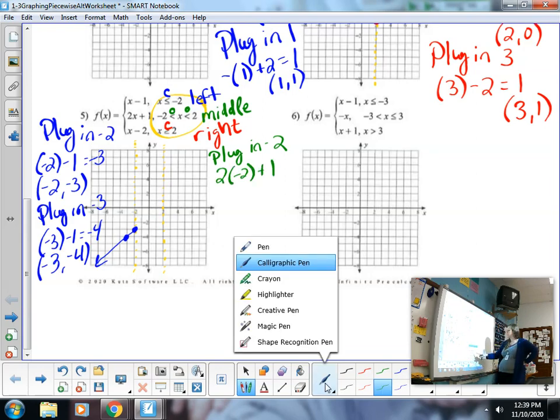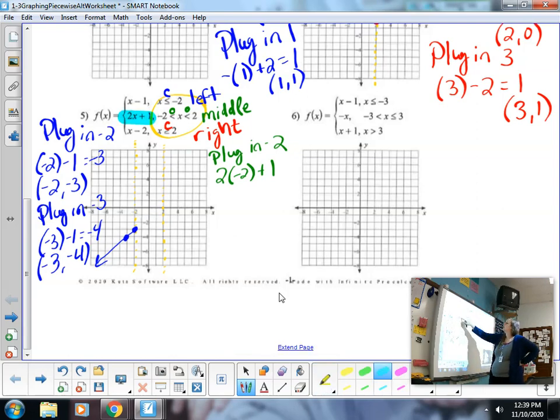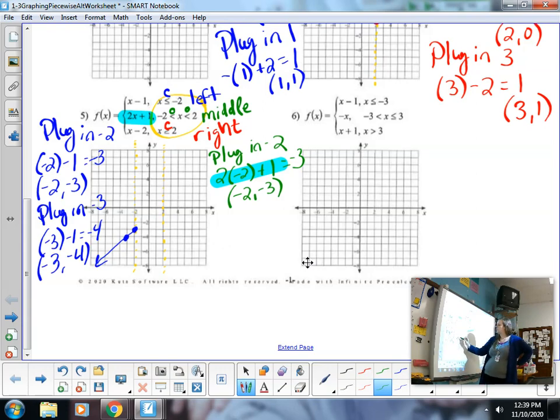Again, I'm using that middle equation for this one. That's going to be -4 plus 1, which is -3. So that is going to be the point -2, -3. And that is an open dot. Well, notice -2, -3, open dot over top of closed dot. That's okay. That happens sometimes.